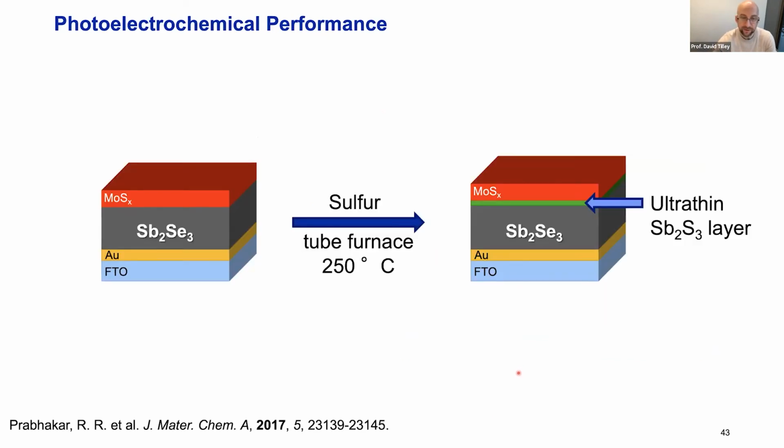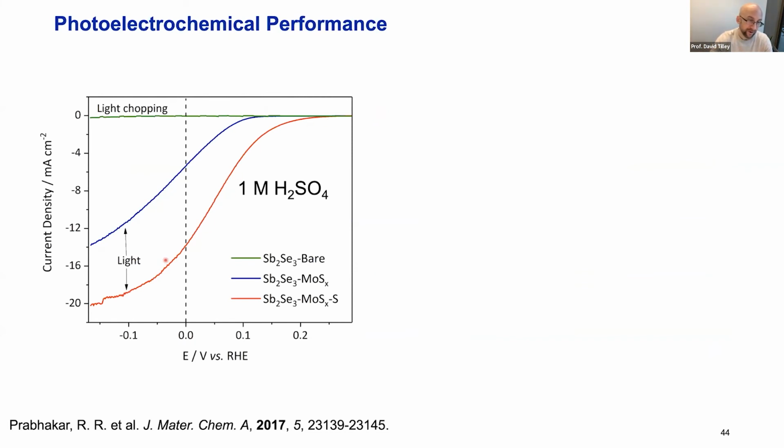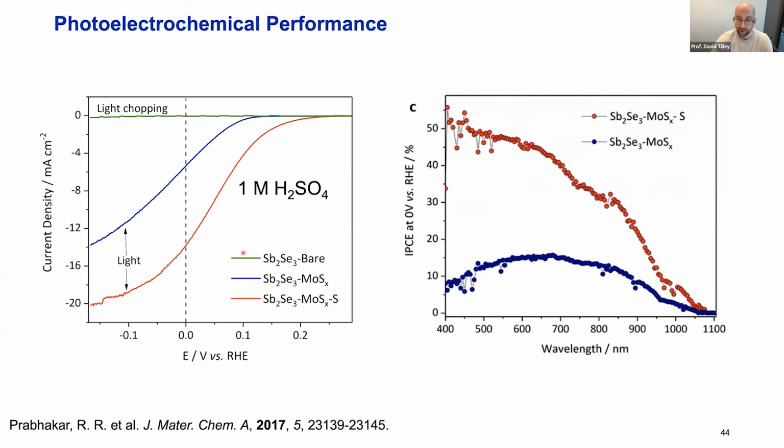And so we did that. To do that, we tried to fix the surface. We also tried to fix the catalyst by doing this sulfurization, again, a low temperature process. And then when we do that, we get this very nice onset potential and better currents. And in fact, we haven't changed the band gap.